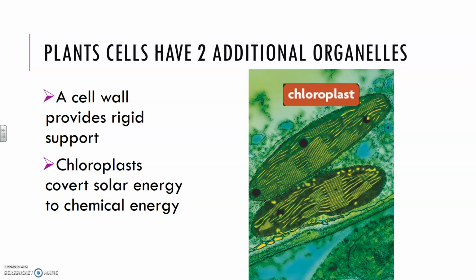Now, because plant cells have chloroplasts does not mean that they don't have mitochondria. They still need to be able to use that chemical energy that it's creating. It's just that where animal cells can't create glucose, plant cells can. They can create that stored chemical energy and then go ahead and use it to create usable energy in the form of ATP.